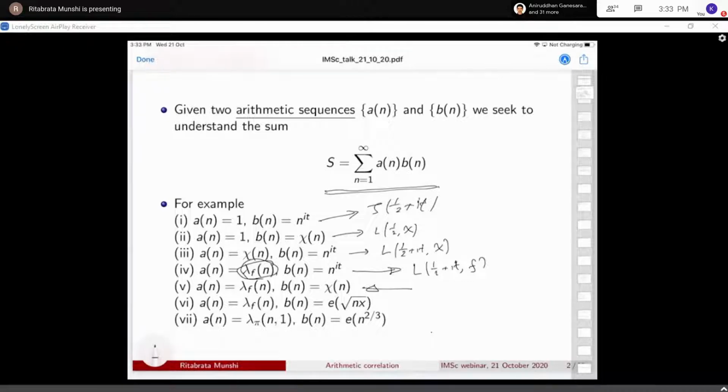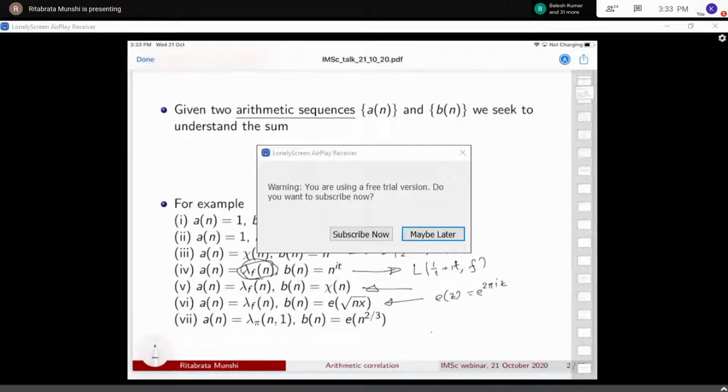The sixth one is quite interesting. This is the type of sum where you have lambda_f(n) e(root nx), where e(z) is as usual e to the power 2 pi i z. This type of sum appears when you are looking at the GL2 analog of the Dirichlet divisor problem. Suppose you were looking at sums of lambda_f(n) with a sharp cutoff, n going up to x. If you want to bound it, usually you get an expression by applying the Voronoi summation formula, which involves lambda_f(n) e(root nx). And the last one is also interesting.